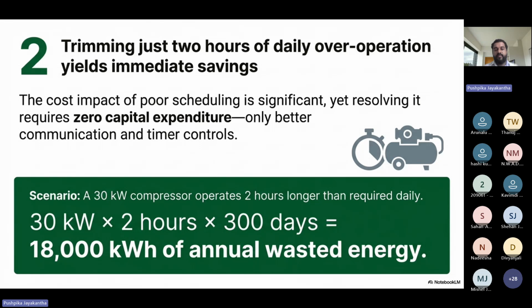So these type of situations you can optimize by setting strategies like aligning utility operation with production schedules and installing automatic startup stop systems, sometimes using demand-based compressor controls, and implementing an energy management system for scheduling. So you can use these kinds of strategies there, so that the equipment operates only when energy demand is required.